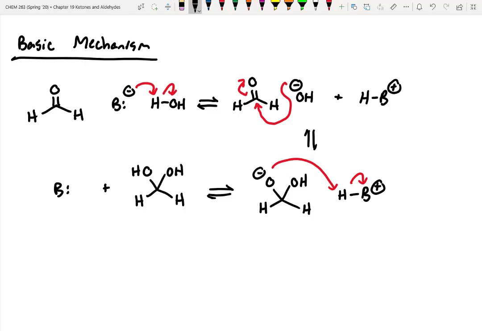And when you do this, you also regenerate your base. Oops, I'm actually a little bit wrong here. If you notice, I put a positive charge right here and here. There shouldn't be any positive charges there. It should just be neutral. However, when you look at this, the base is also catalytic. We put base in and we got base out.